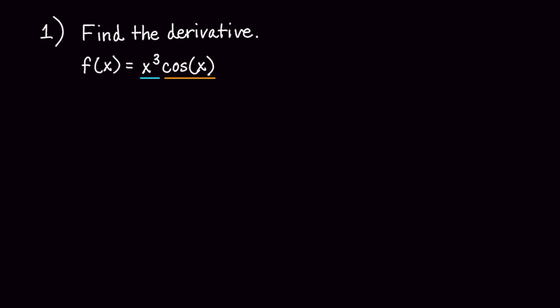So let's do that. We have f prime of x is equal to, if we remember the shortcut 1d2 plus 2d1, that means we have our first function, x cubed, times the derivative of our second function, the derivative of cosine of x is negative sine of x, plus the second function, which is cosine of x, times the derivative of the first function, the derivative of x cubed by the power rule, is 3x squared.